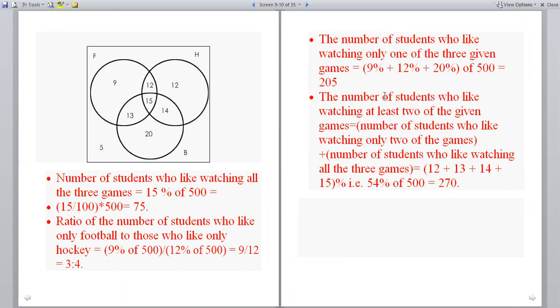Now they were asking the number of students who like watching at least two of the given games. At least two means two games as well as three games. At least two means this one, 13 plus 14 plus 12 plus 3, that is 15. You add them, you are getting 54%. Okay. So it means using this diagram, you can solve the question.